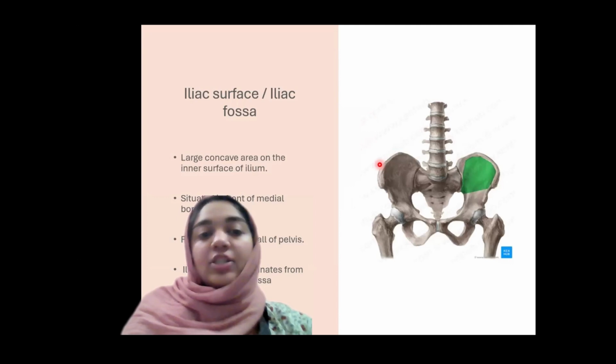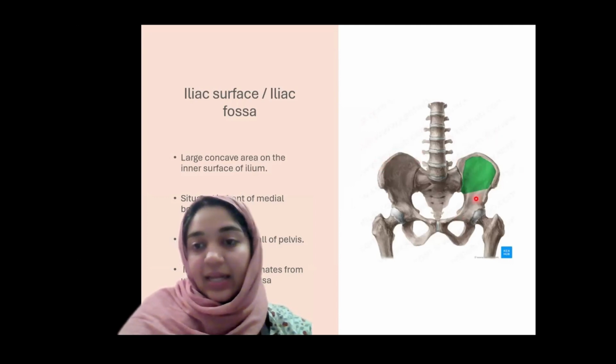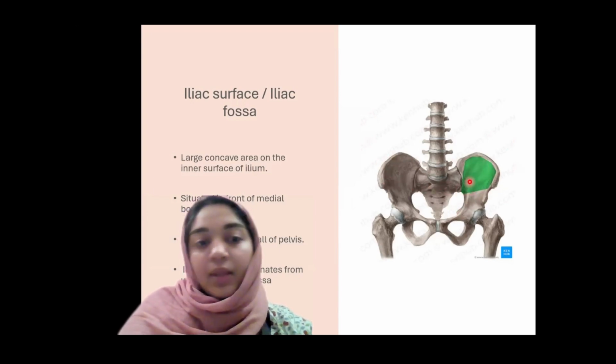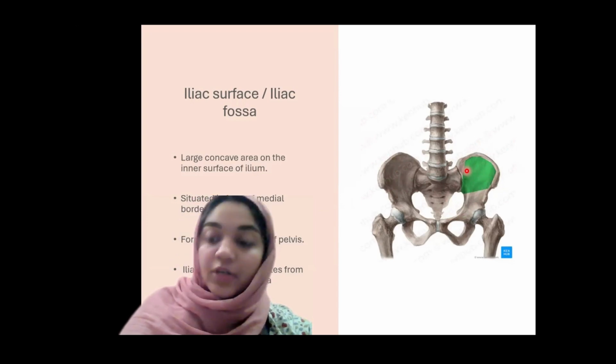Moving on, there's the iliac surface, or iliac fossa. It's like a depression, and this green area is my iliac fossa. It's situated in front of the medial border and forms the lateral wall of the pelvis. The iliacus muscle originates from the upper two-thirds of this fossa.